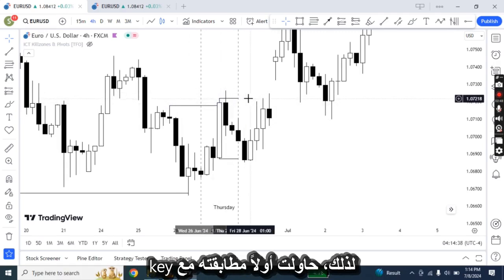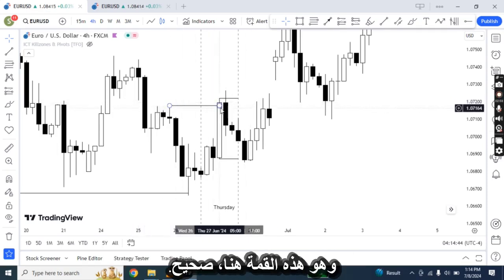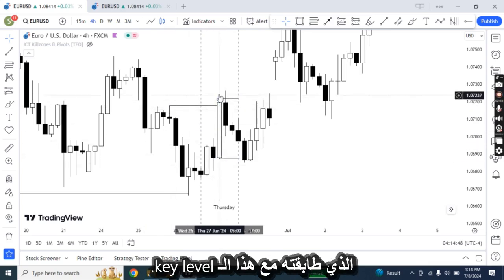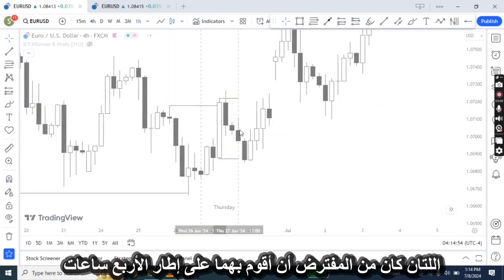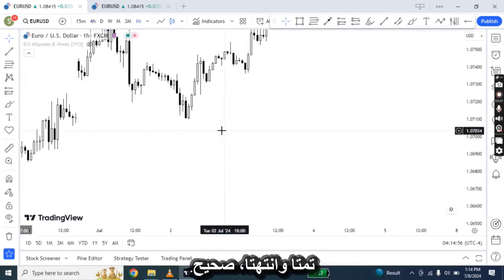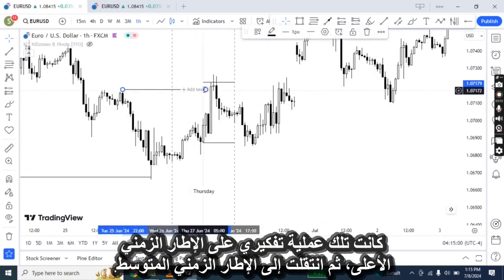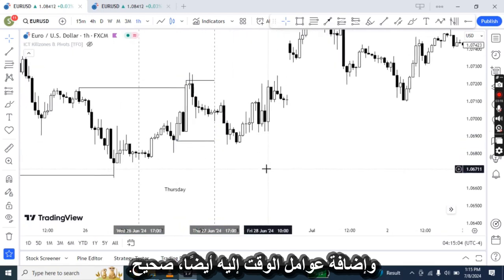So for that, I tried to first match it with a key level on the higher time frame 4-hour, which is this high right here. And second, we have this CRT, which I matched with this key level, and the two functions that I was supposed to do on the 4-hour time frame were done and finished, right? That was my higher time frame thought process. Then I moved on to the intermediate time frame to determine structure and also add time factors to it.